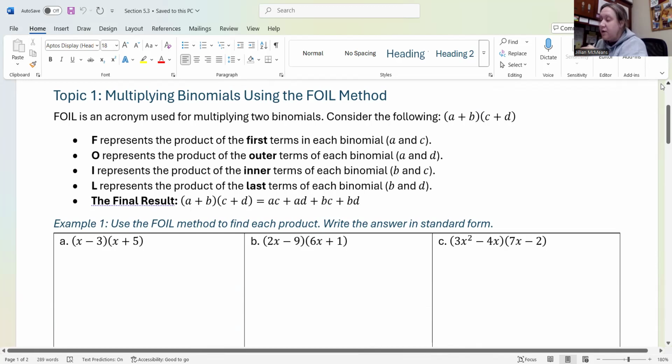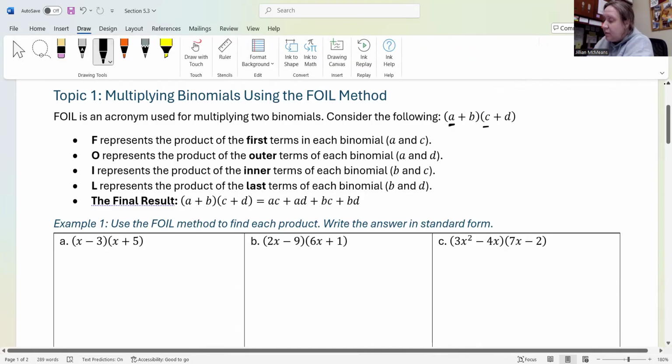So if you consider the following, we have A plus B times C plus D. That's just some generic polynomial, or it's two binomials, basically. So it's just two generic binomials that we're going to multiply together. The F in FOIL represents the first terms. So F reminds us to multiply the first terms of each binomial. So when we look at the first terms, we're talking about A and C. So we would multiply A times C.